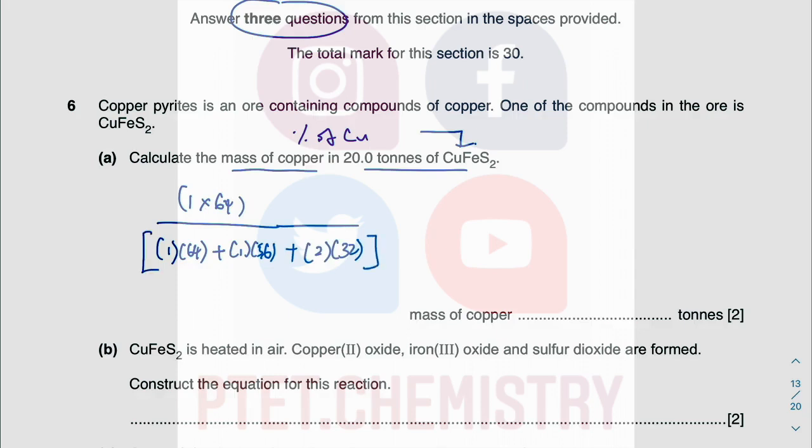Make sure you use a square bracket so that you are not confused when you press your calculator. They want the answer in tons, so I keep this in tons. Alright, so 64 divided, well, the bottom bit first.